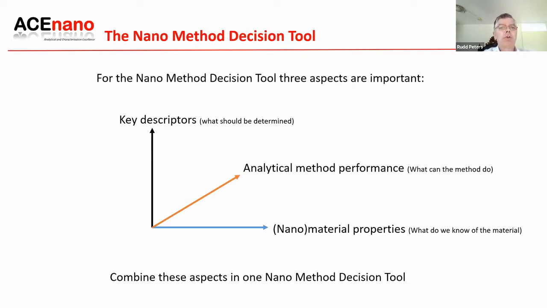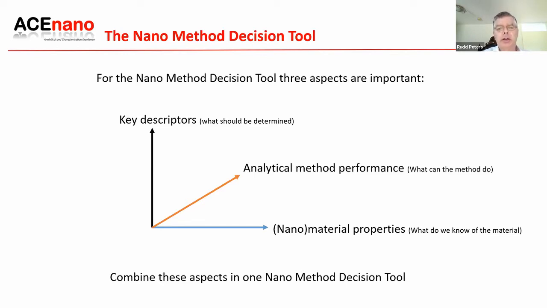And this may be for the registration of a new material in REACH, or it may be for the risk assessment of a certain nanomaterial, or it may be for the labeling of a new product that will be introduced on the market. For these 3 purposes, 1 or more key descriptors have to be determined, and analytical methods are needed for this determination.